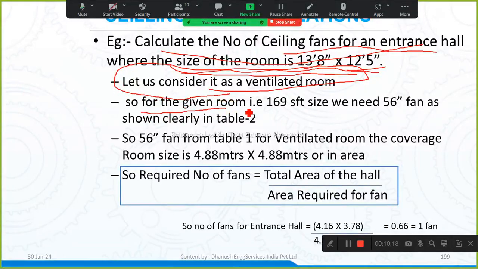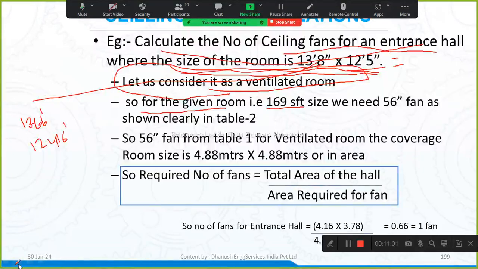So for the given room, 13 feet 8 inches into 12 feet 5 inches, what are the values, guys? If you take 8 inches, that is 8 divided by 12 plus 13. The value is 13.66 feet. Then 12 feet 5 inches is 5 divided by 12 plus 12, which is 12.416 feet. Then when you multiply 12.416 into 13.66, the total value is 169.61 square feet.